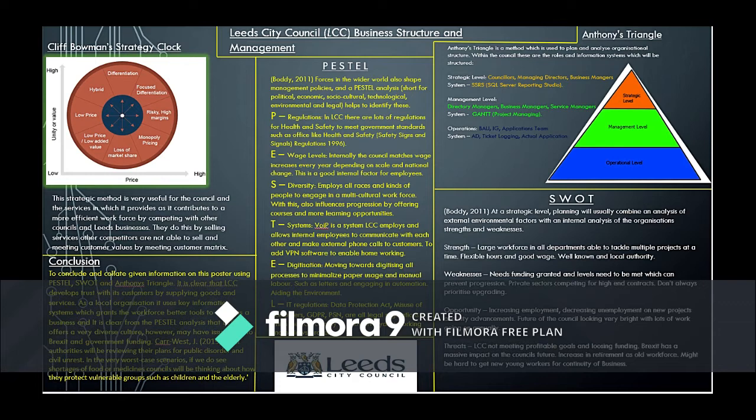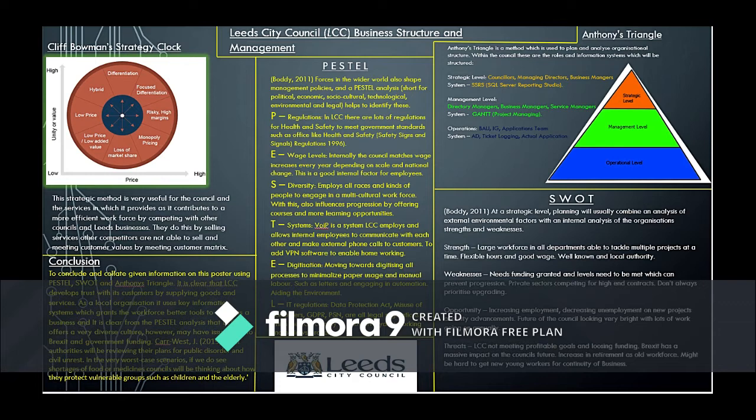Moving on to environmental. Leeds City Council is going through a very big change called digitisation. We're moving towards digitising all processes to minimise paper usage and manual labour, such as letters, and engaging in automation, also aiding the environment. Leeds City Council also engages people in the cycle to work scheme and things like low pollution projects.